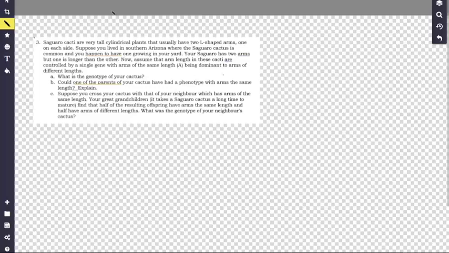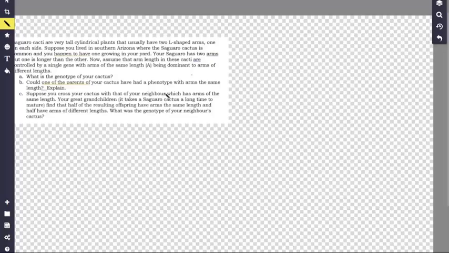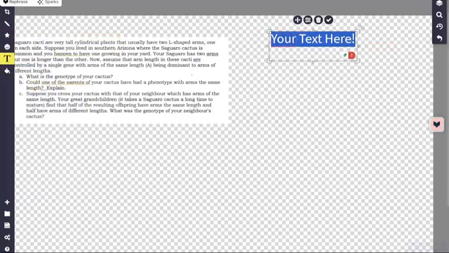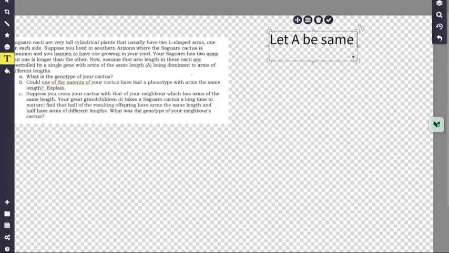Now, let's assume that arm length in these cacti is controlled by a single gene, with the same arm length, A, being dominant, and 2 arms of different length. Okay, so same length. You know what? Let's do a let statement on this one, so we're getting all 5 marks, because I don't want to lose a mark. Let A be same arm length.